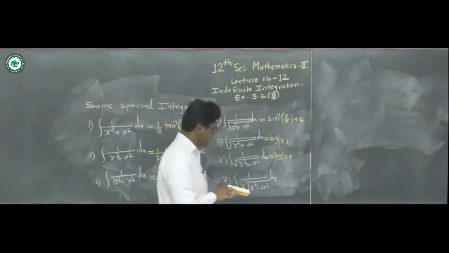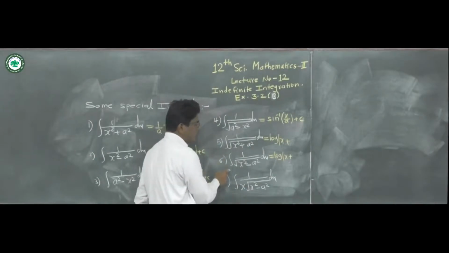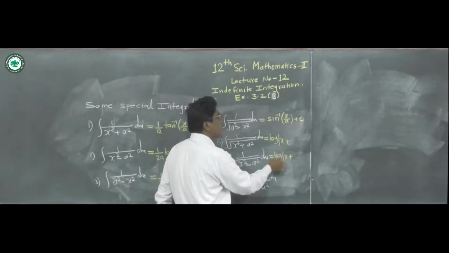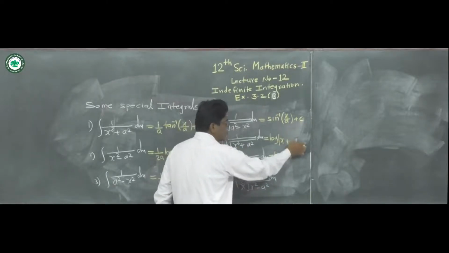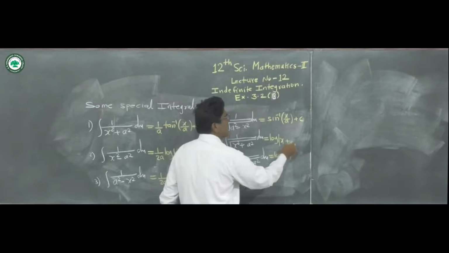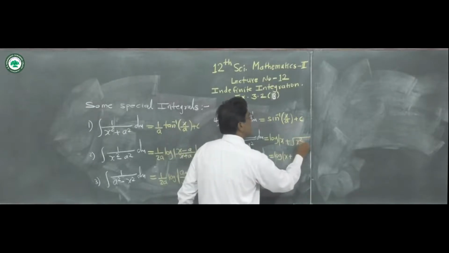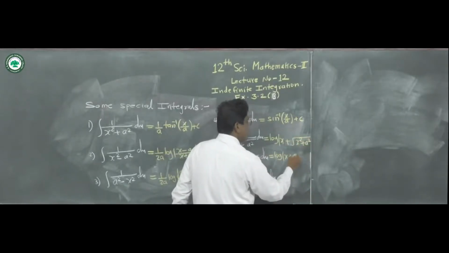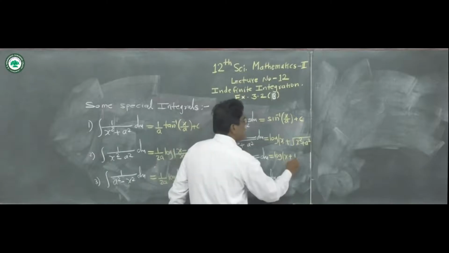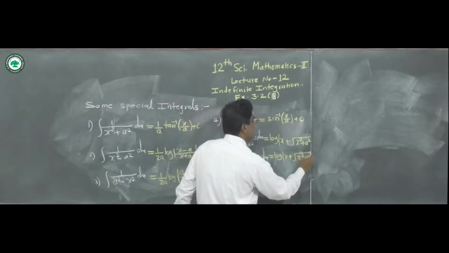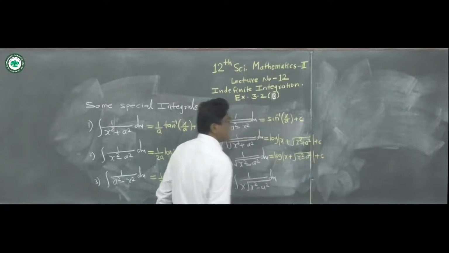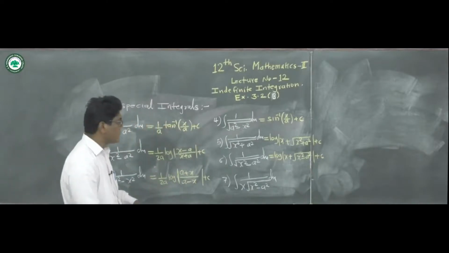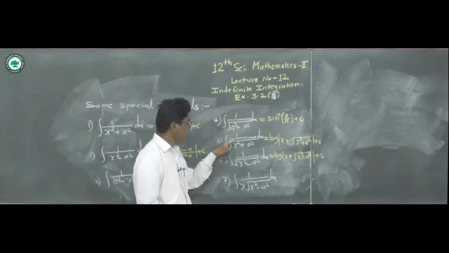Now in the fifth and sixth formulas, similar formulas we remember like this: log of x plus, and keep this root as it is, root of x square plus a square. Here also, root of x square minus a square, and plus constant of integration c. So remember these fifth and sixth formulas.